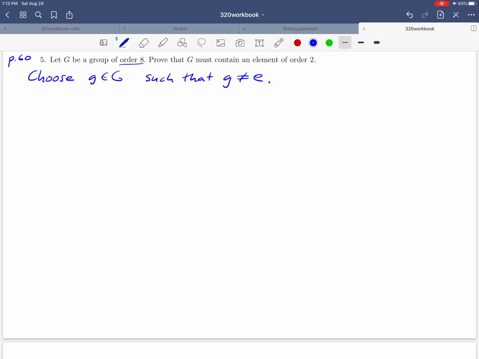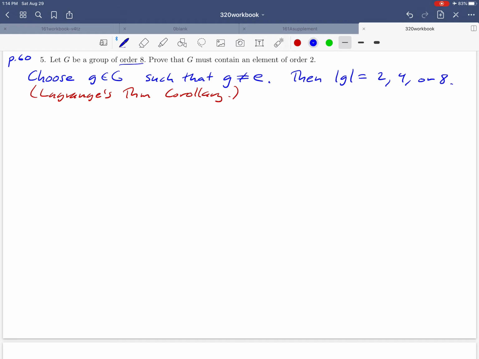Okay, well, our group has order 8, so we know by a corollary to Lagrange's theorem that the order of this G has to be a divisor of 8 that's not equal to 1. So what are the possibilities? Well, we've got divisors of 2, 4, or 8. Those are the divisors that aren't equal to 1. Okay, and so let's just make a list of those. The order of G is either 2, 4, or 8. Okay, and that's by one of the Lagrange's theorem corollaries.